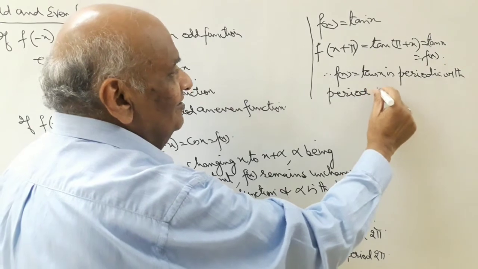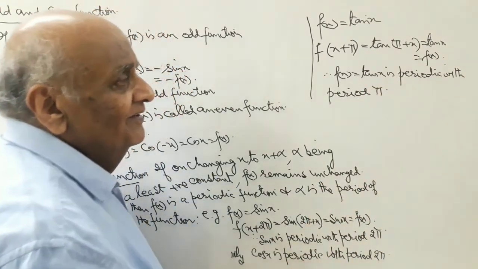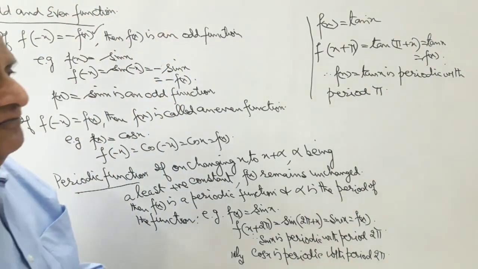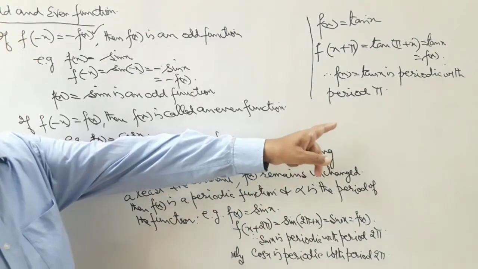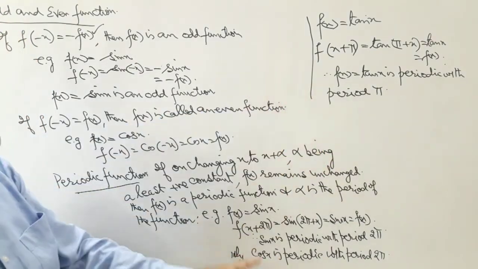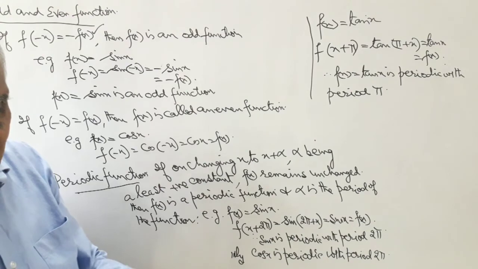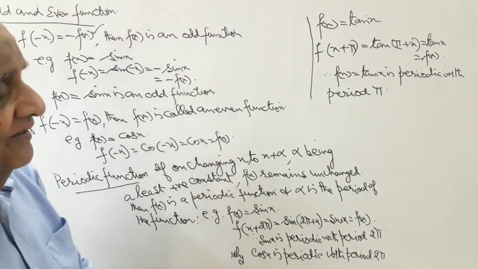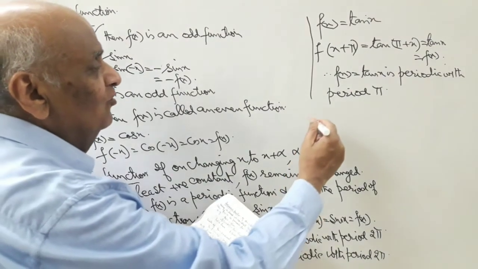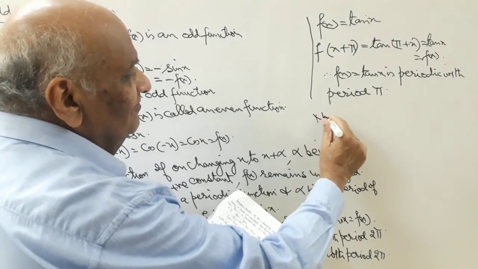With the period pi. It should be noted that tan x is periodic with the period pi, not 2 pi, whereas sin x and cos x are periodic with the period 2 pi. Now add here in the form of a note for practical work.